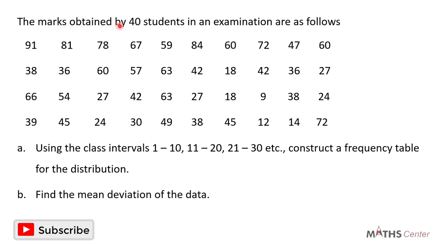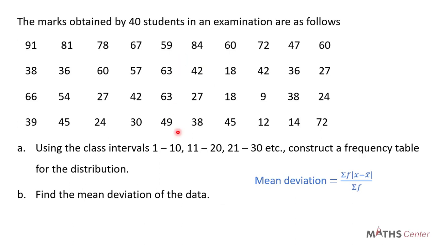The marks obtained by 40 students in an examination are as follows. So we have the raw data here. Using the class intervals 1 to 10, 11 to 20, 21 to 30, etc., construct a frequency table for the distribution. That's the first part. And the second part is find the mean deviation of the data. Here we have the raw data. We know that the mean deviation is equal to sigma f times the absolute values of x minus the mean of x, divided by sigma f.